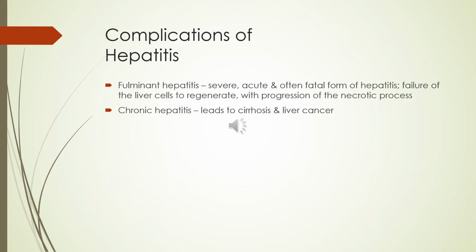Two complications of hepatitis include fulminant hepatitis and chronic hepatitis. Fulminant hepatitis is a severe, acute, and often fatal form of hepatitis. It's a failure of the liver cells to regenerate with progression of the necrotic process. And then chronic hepatitis leads to cirrhosis and liver cancer.